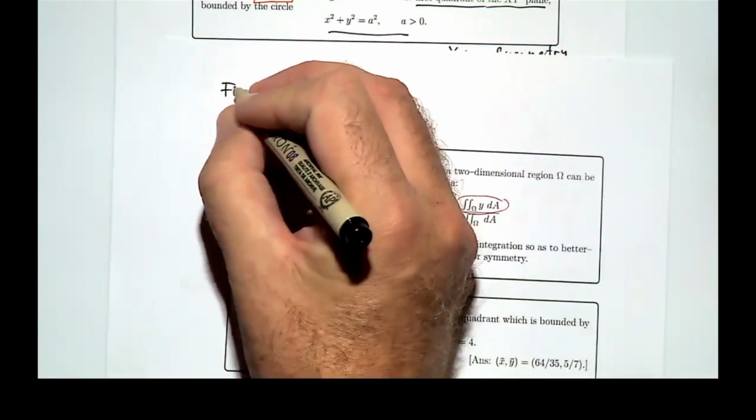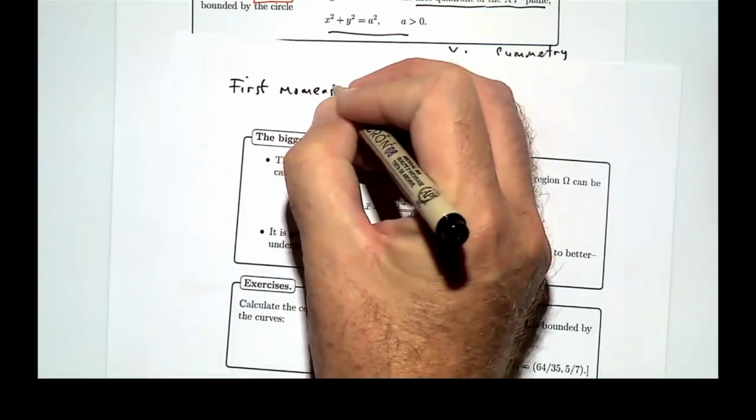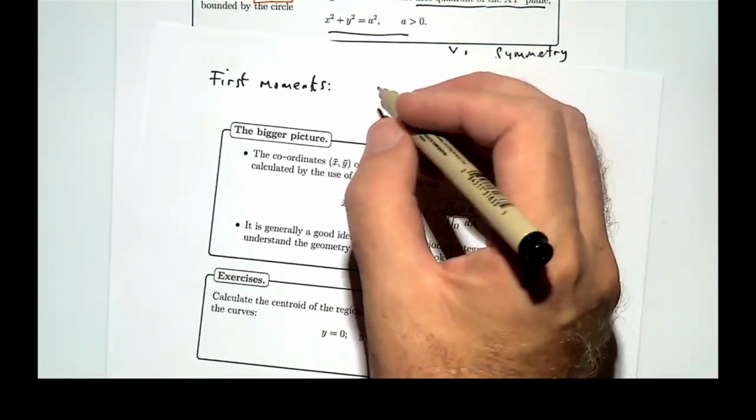Okay. So, yeah. So let's say you have something like this. So we would call these first moments. Okay, sometimes there's a density function in here.